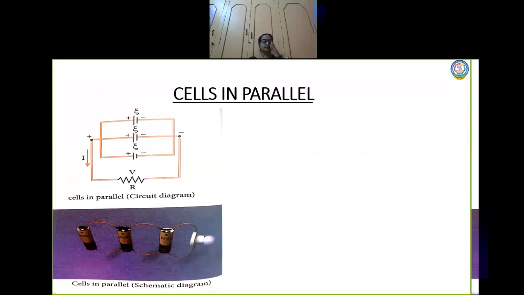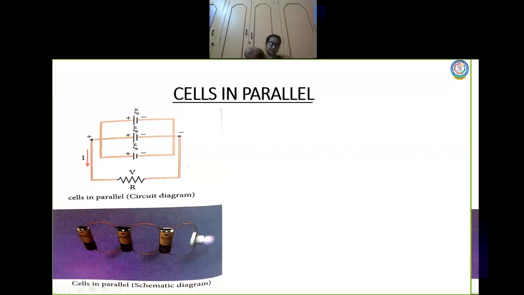Okay, now with this we are moving on to the cells in parallel. Now look at the diagram. Again, there are 3 cells. Now this is the diagram that is given. 3 cells are connected in parallel to again a resistor, which is a small lamp light here. See here, are you able to see this? Okay, so what happens now? This is what we are going to say, right?